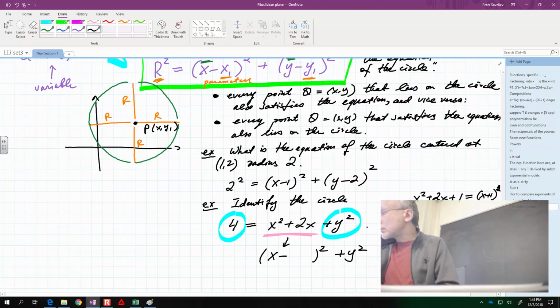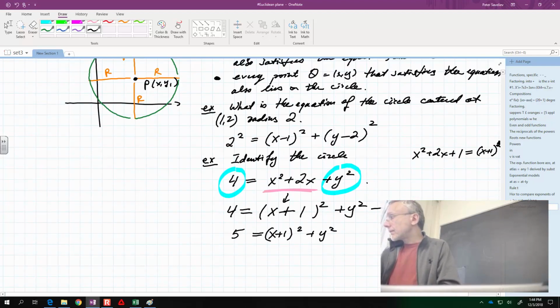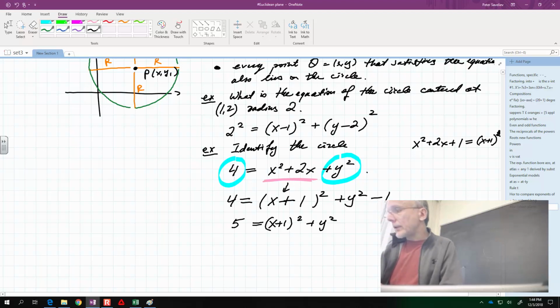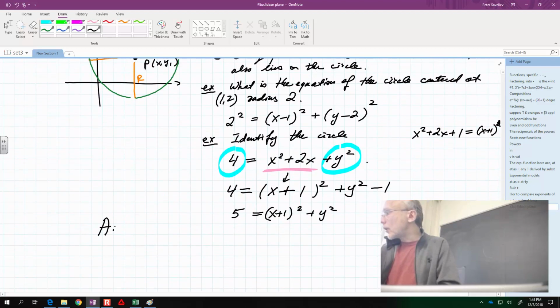So it will be x plus 1 squared, and I have to make up the difference, so it will be minus 1. Okay. So the answer is then x plus 1 squared plus y squared, and on the right I have 5. Okay? So let's quickly describe what this is. So what's the answer? You're supposed to describe or identify the circle. We have an equation which has the right form, that green one. So you match it up.